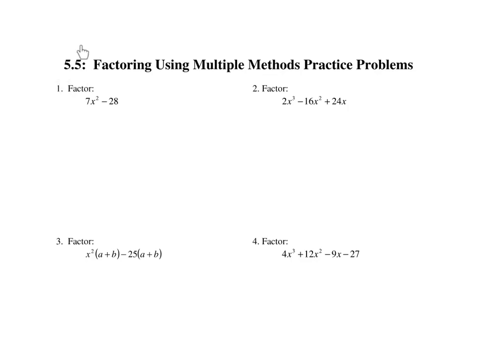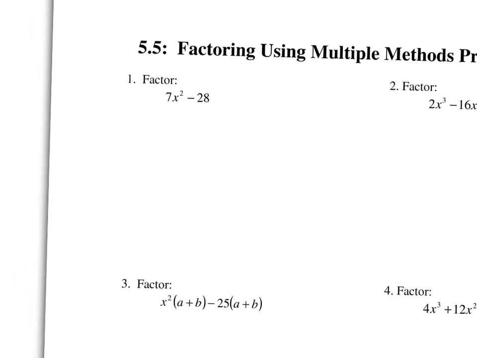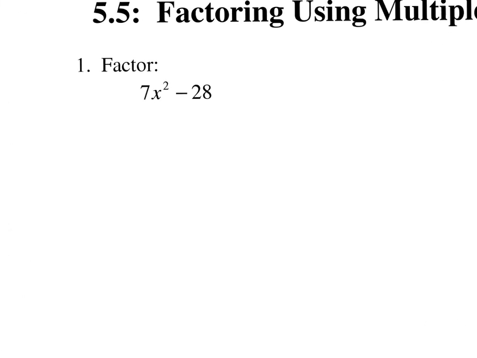All right, this is section 5.5. We're going to factor using multiple methods. In the lesson, we had a little flow chart that told us the steps to do these. The first step being GCF, and then the next step, depending on how many terms you have, you either have difference of squares, factoring by grouping, or standard trinomial, or square root Columbian trinomial. So that's the process we're going to use here to factor using multiple steps.